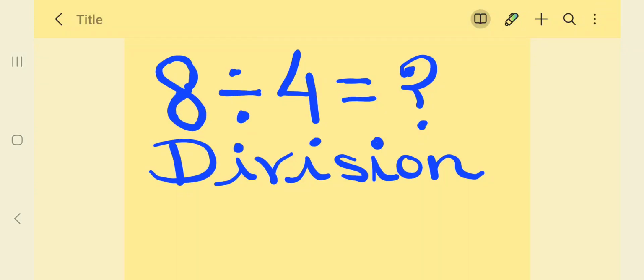Hello everyone. This math is about division, and today I have a math where 8 should be divided by 4. 8 divided by 4 equals what? We will find it out.